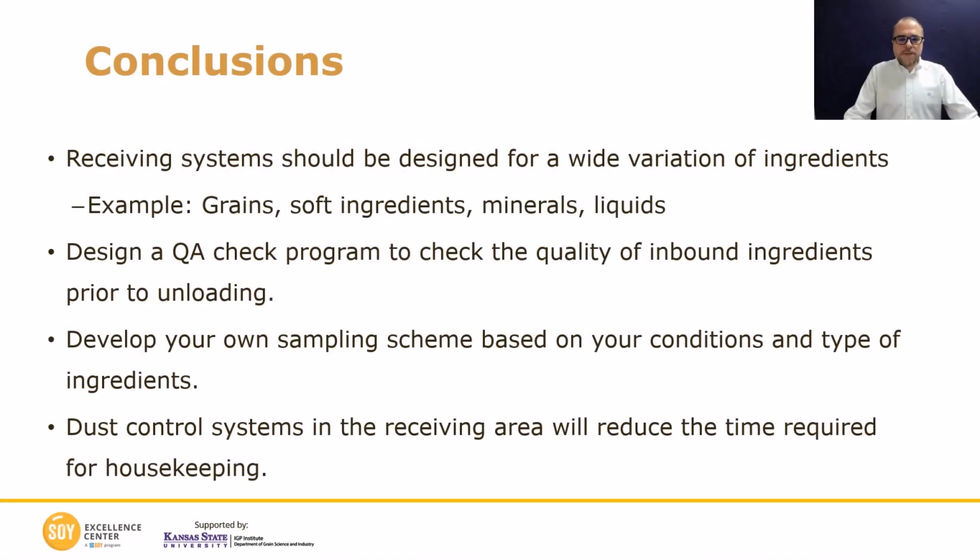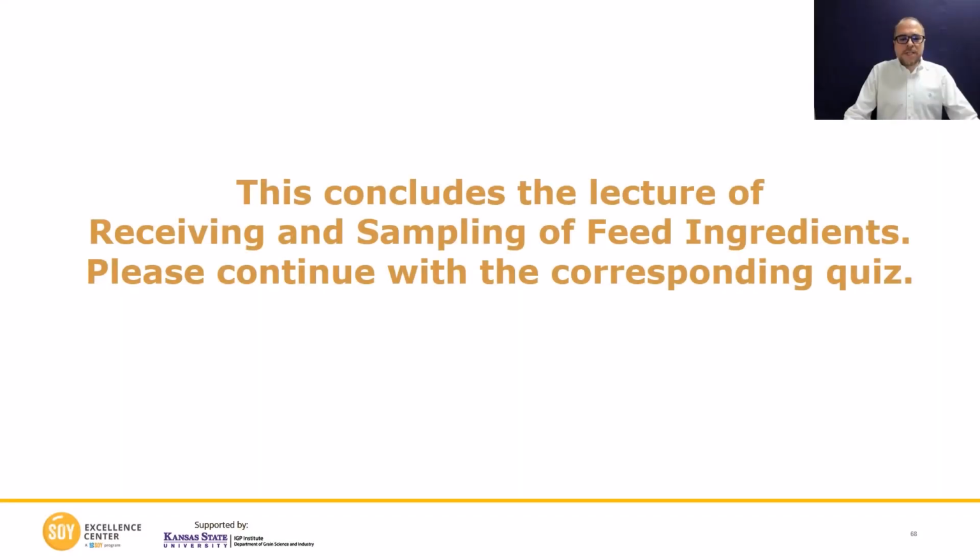To conclude this presentation, it is very important to design receiving systems for a wide variation of ingredients, for example, grains, soybean meal, minerals, liquids. It's very important to have your own quality assurance and control program that can help you check the quality of any feed ingredient that is entering your facility before it's being unloaded. You need to have your own sampling scheme based on the conditions that you have in your facility and the logistics that you have, and also based on the type of ingredient. And also keep dust control systems in your loading or receiving area to reduce the waste of product and also contamination to the environment. This concludes the lecture on receiving and sampling of feed ingredients.